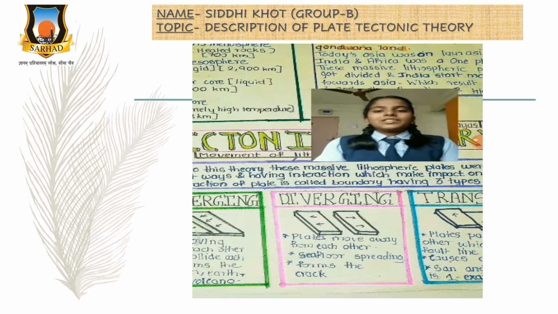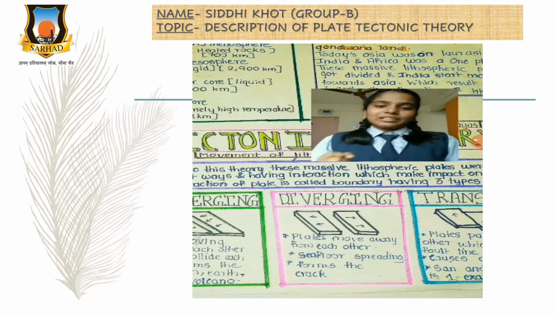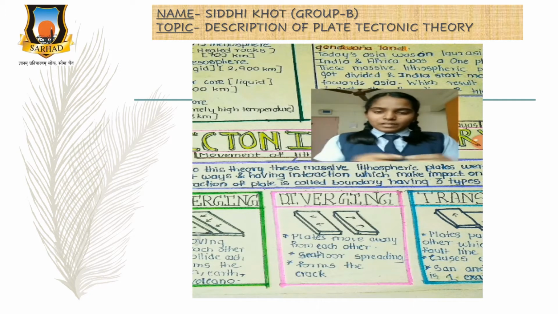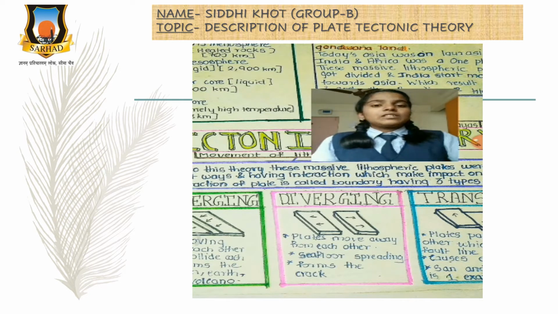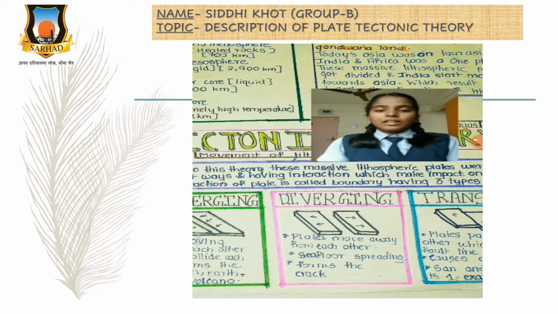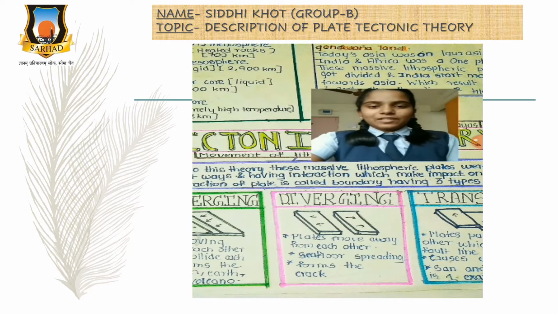Now let's go to the second plate boundary, the diverging boundary. Diverging is the opposite of converging: the plates go away from each other, and seafloor spreading occurs. What is seafloor spreading? When they go away from each other, the oceanic crust below comes up and fills the area of the diverging boundary. This is seafloor spreading, and a crack is also formed at the diverging boundary.